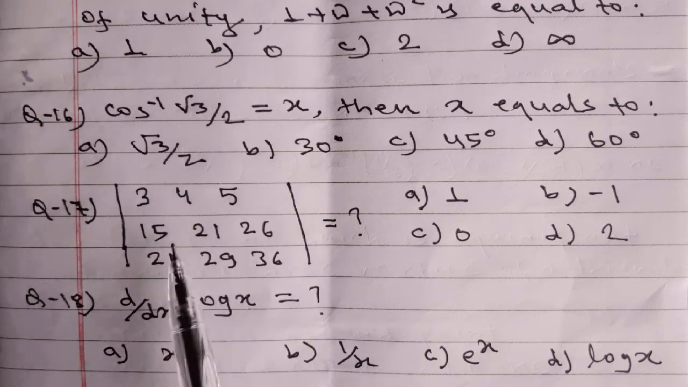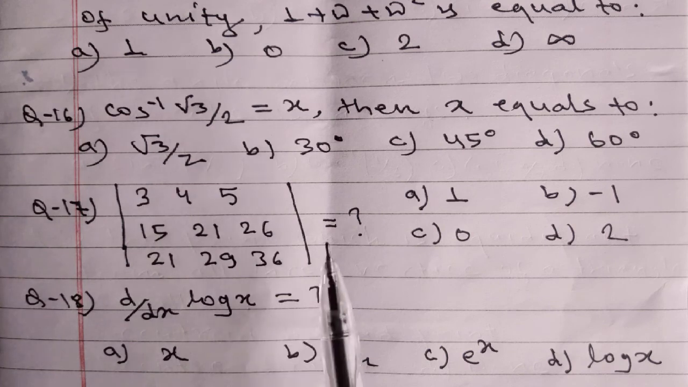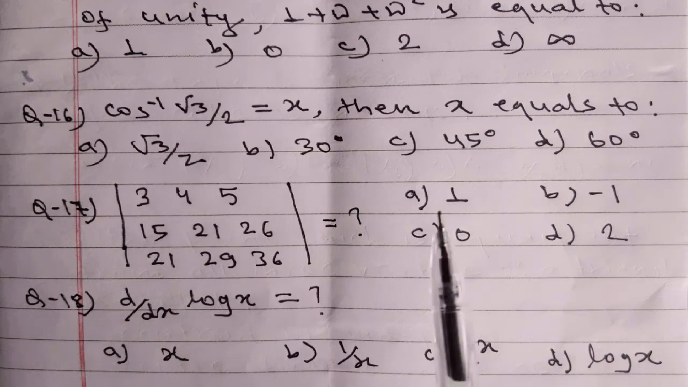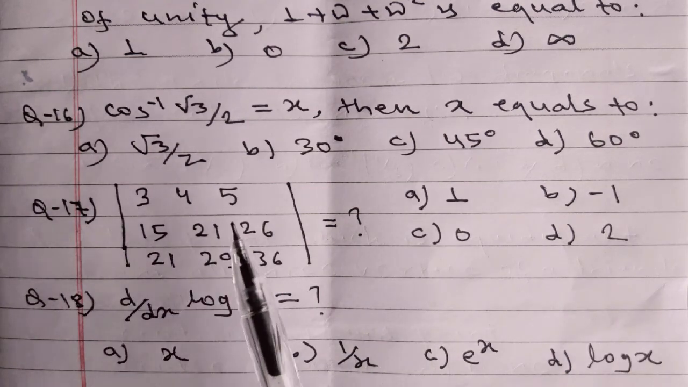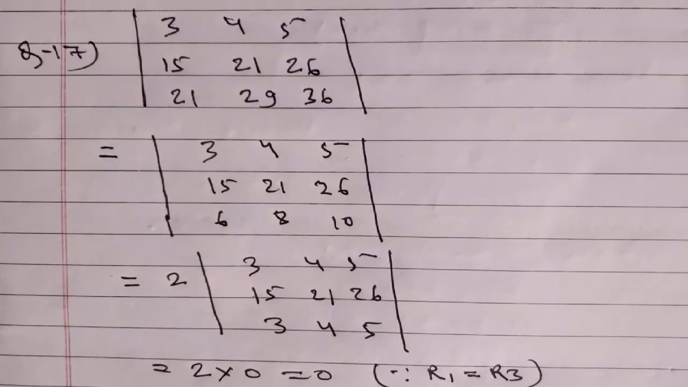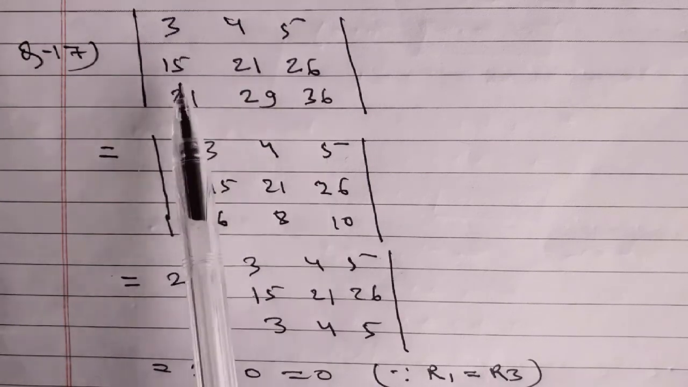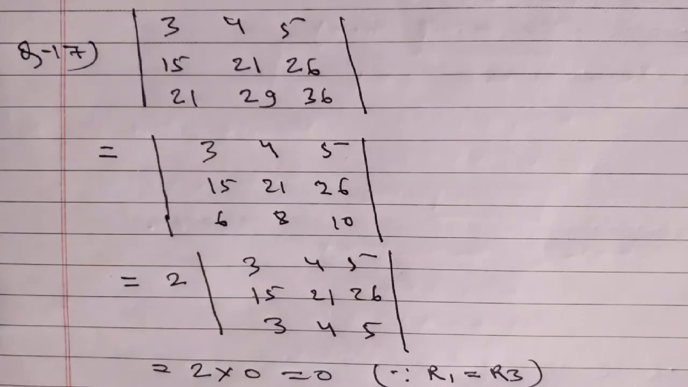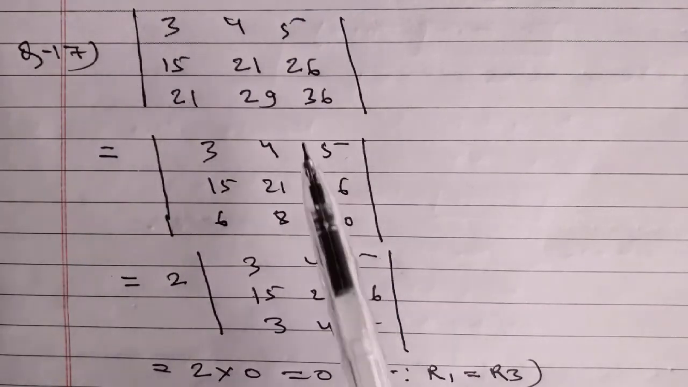Determinant of 3, 4, 5, 15, 21, 26, 21, 29, 36. So we are given a 3 by 3 determinant and we have to find the value of the given determinant. We are given A, B, C, D, 4 options and we have to choose the right option. So let's go to the solution of question number 17.